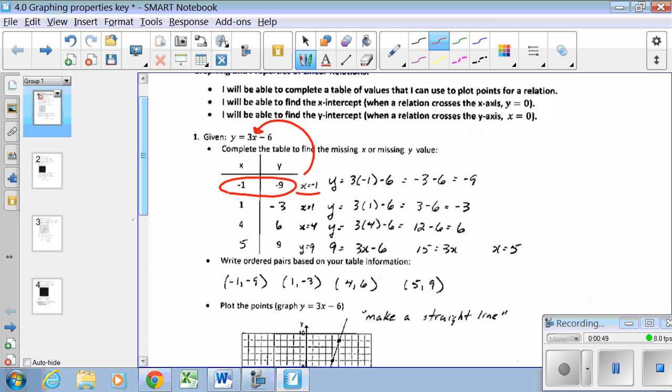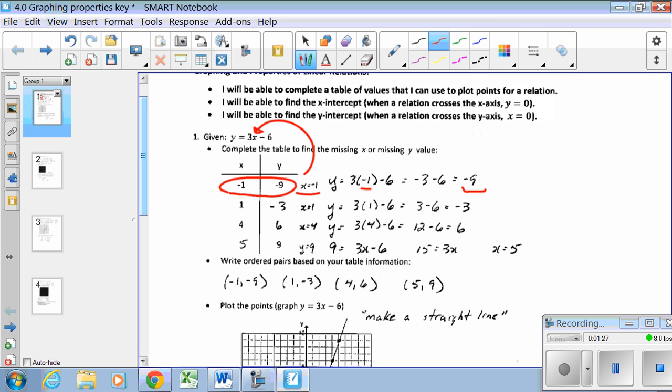So this is the work you would show to prove that your answer is -1 with -9. Instead of going 3 times x, you go 3 times -1. And then we know 3 times -1 is -3, and -6 more is -9. We generally start off with knowing the x value, and we find the y value. And we show some work for that. The reason we show work is that later on when the questions get harder, you don't want to start thinking about how did I find that answer on those easy ones. You want to show your work right from the get-go.